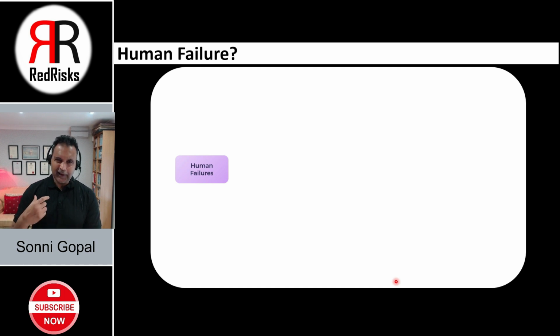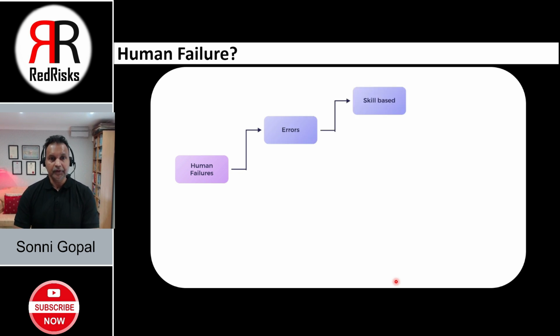We have to be very clear here when we talk about human failures. We can go down two paths, if you like. The first path is, of course, where we talk about errors, human error. And these could be skill-based, where you're really saying that it could be a slip of an action or a lapse of memory.